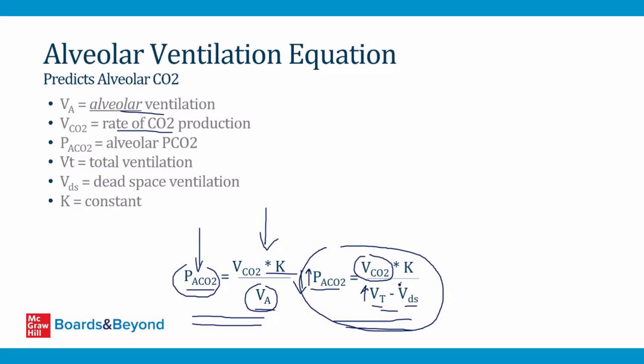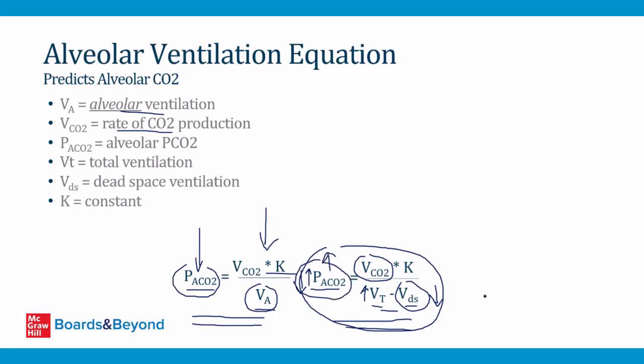And then finally, if the amount of dead space goes up, that is going to make this number on the bottom smaller, and that's going to raise the PaCO2. And that also should make sense to you when you think about it. If we have a lot of dead space, we have a lot of wasted ventilation, and we're going to be unable to get rid of carbon dioxide, and therefore our PACO2 is going to go up.